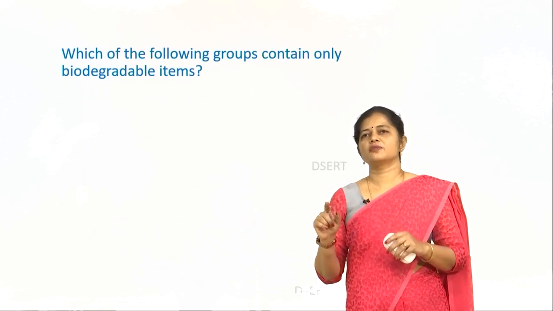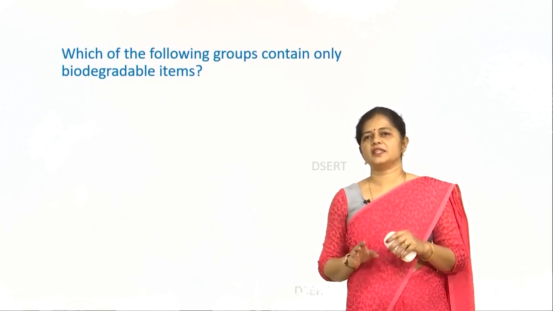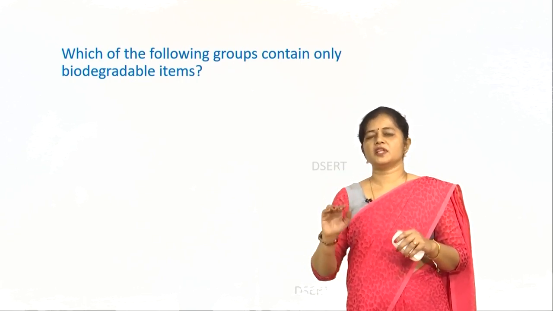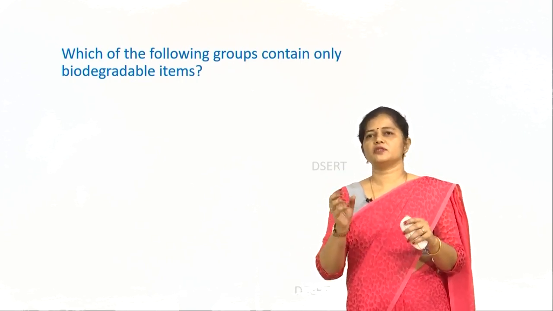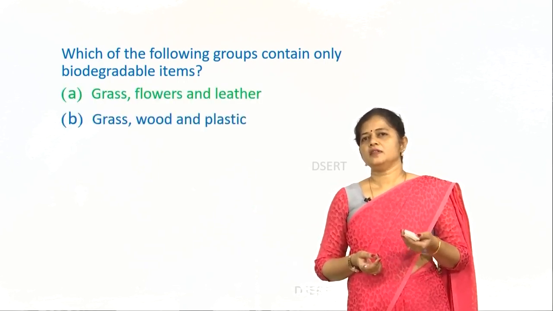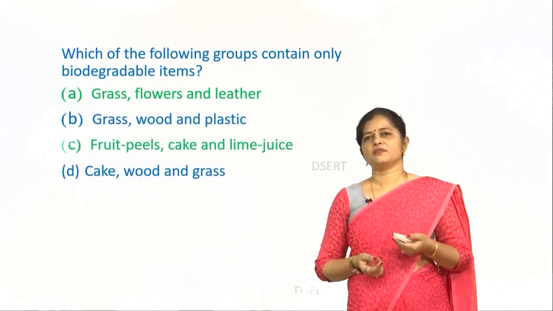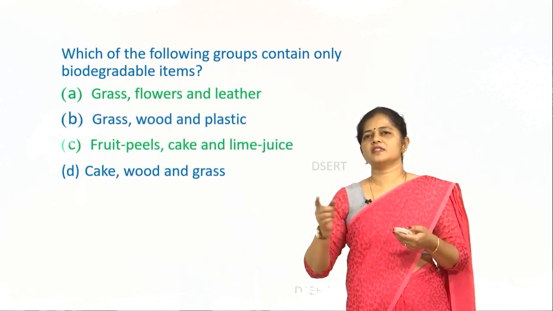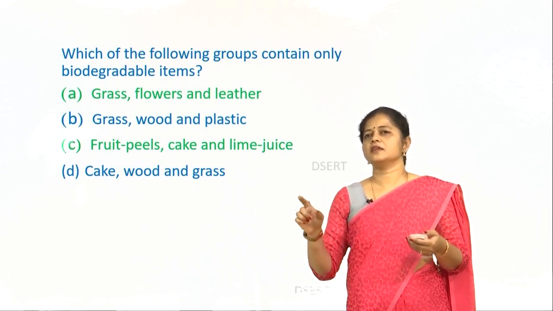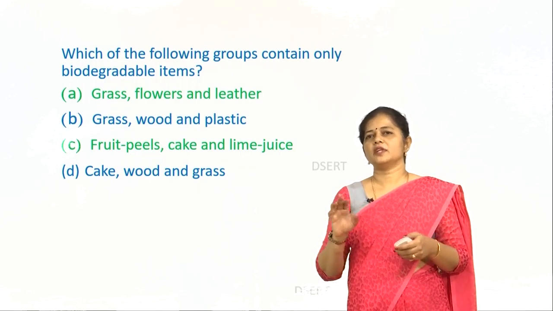Which of the following groups contain only biodegradable items? Here it's a quite tricky question. So they will give you four options and a sub option where you have to choose. For example, A, B, C and D. A is grass, flowers and leather; B is grass, wood and plastic; C is fruit peel, cake and lime juice; D is cake, wood and grass.